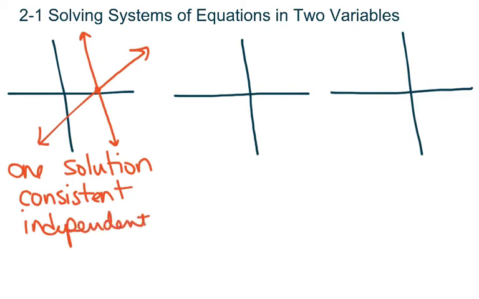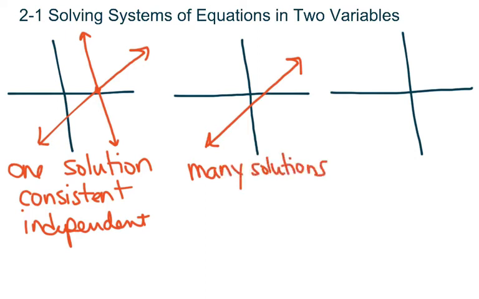Another system where intersections occurred was when we graphed two lines, but when we graphed it, it was actually the same equation. We had two equations, but they were the same line. We called that many or infinitely many solutions. This system is consistent and dependent.